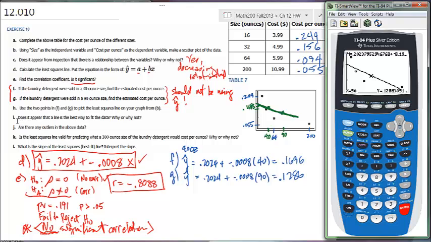Alright, so does it appear that the line is the best way to fit the data? Why or why not? It looks like based on our hypothesis test, it doesn't look like it is.